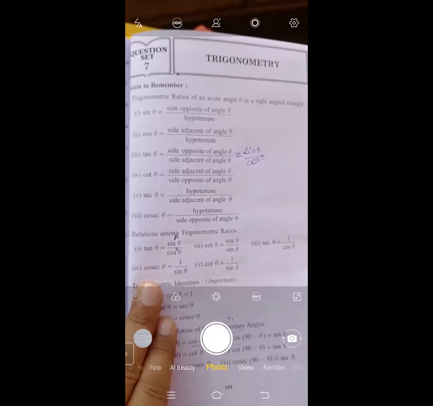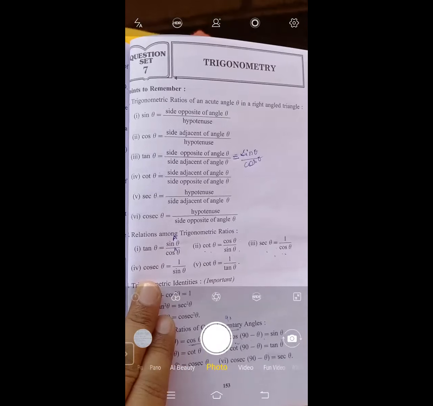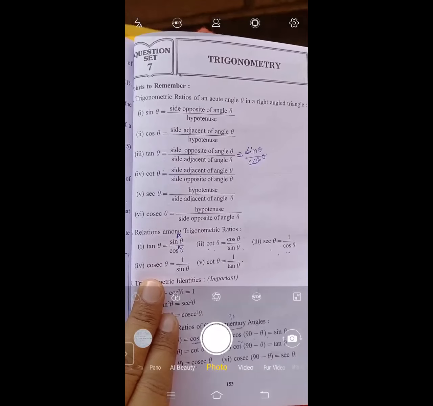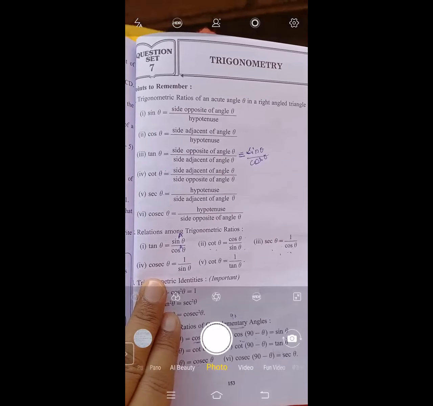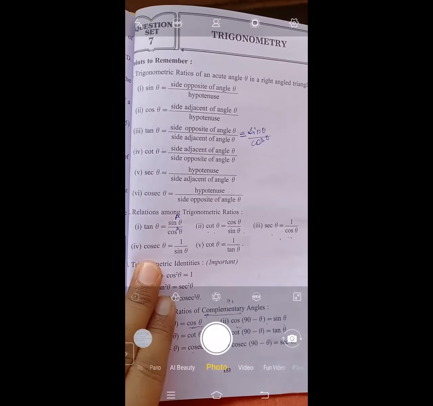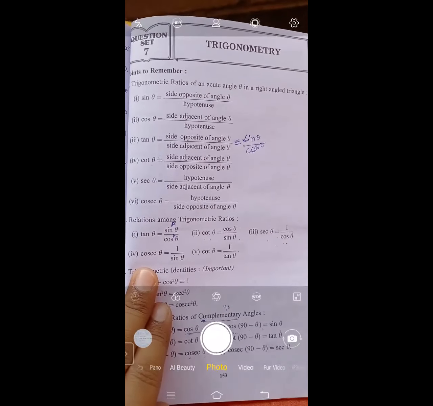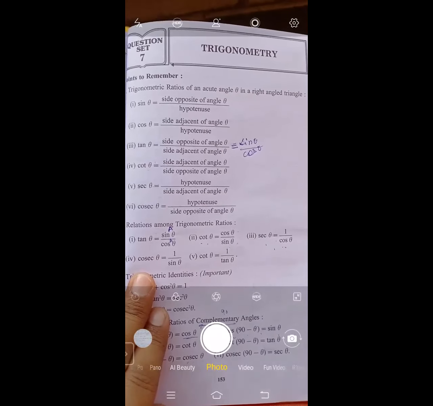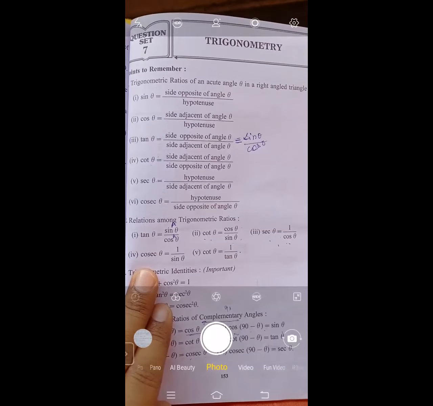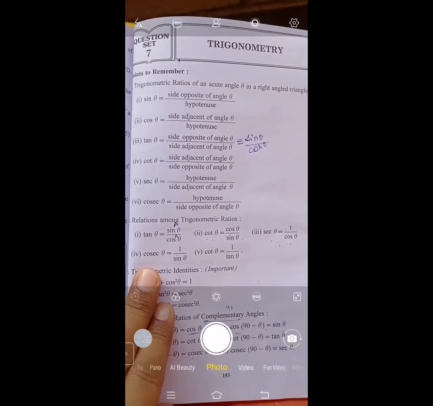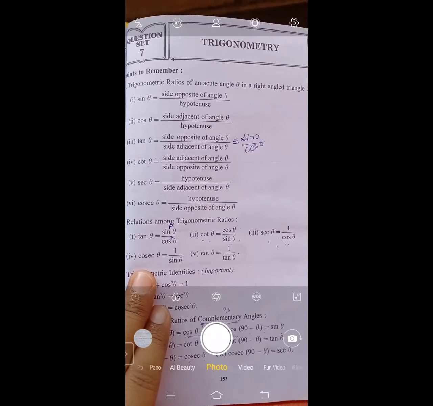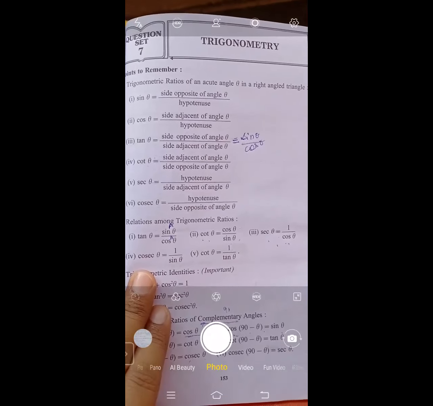Sin theta equals side opposite of angle theta upon hypotenuse. So for whichever angle theta, if you are trying to take the value of sin theta, you have to consider the opposite side of it divided by hypotenuse, which gives us the value of sin theta. Cos theta is side adjacent of angle theta divided by hypotenuse. Tan theta is nothing but side opposite of angle theta divided by side adjacent of angle theta.